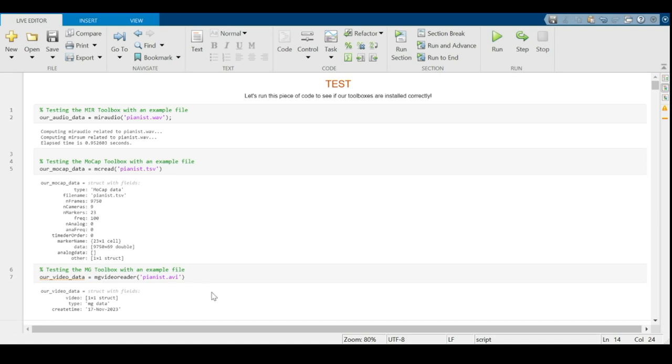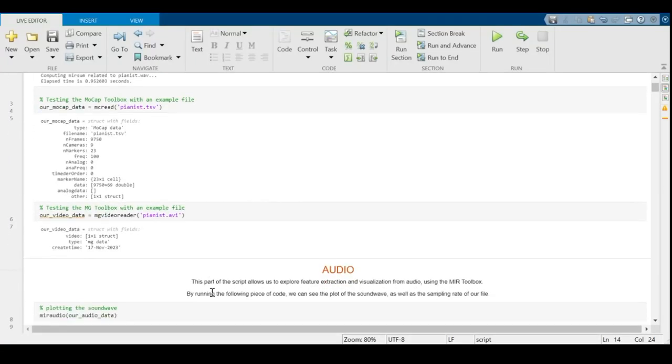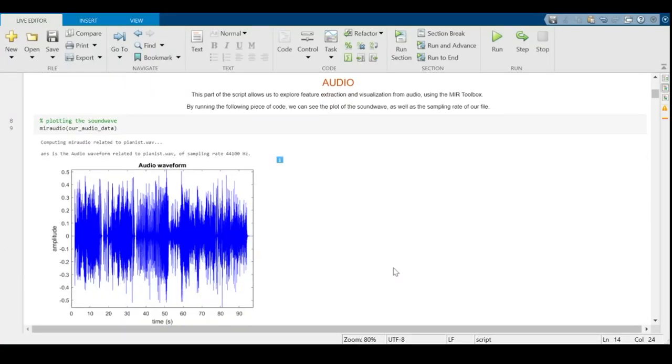This part of the script allows us to explore feature extraction and visualization from audio using the MIR toolbox. Audio data is essentially a digital representation of the analog sound wave produced by vibrations in the air. These sound waves are continuously varying in amplitude and frequency. In digital form, audio data is typically sampled at discrete intervals to capture these variations.